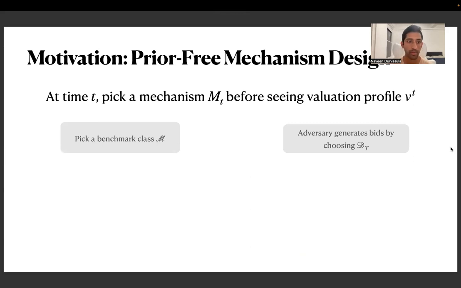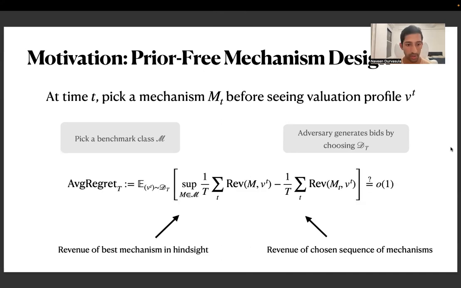In the online regime, at each time iteration, we pick a mechanism before seeing a valuation profile. And to evaluate how good a given sequence of mechanisms is, we need two things. First, we need to select a benchmark class of mechanisms to compare to. And second, we need to select an adversary, which determines the process by which bids are generated. With those two things, we can define the regret, which gives the gap between the revenue of the best mechanism in hindsight and the revenue of the chosen sequence of mechanisms.